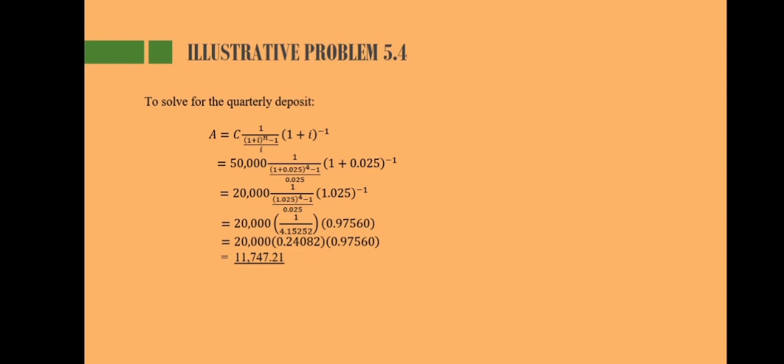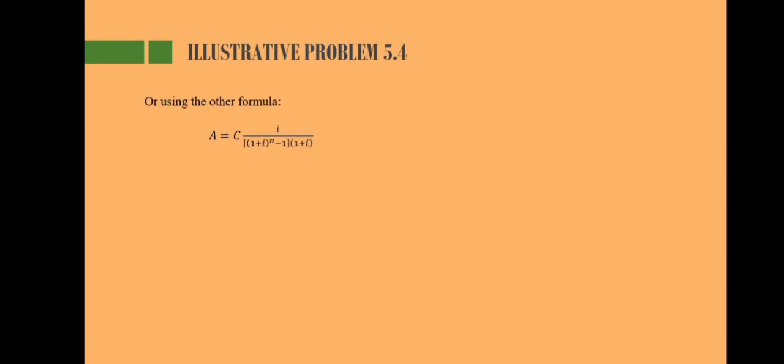So, we have 50,000 times 1 over the quantity of 1 plus 0.025 raised to the power of 4 minus 1 all over 0.025 times the quantity of 1 plus 0.025 raised to the power of negative 1. And if we simplify this equation, we will have a final answer of 11,747.21. Or using the other formula, A is equal to C times 1 over the quantity 1 plus I raised to the power of n minus 1 times the quantity of 1 plus I.